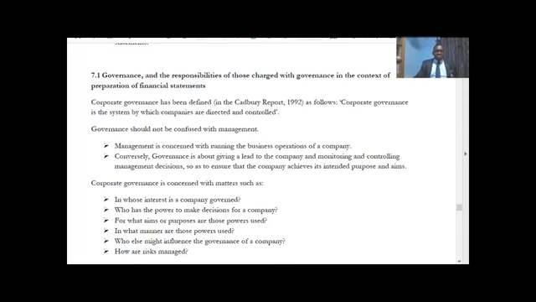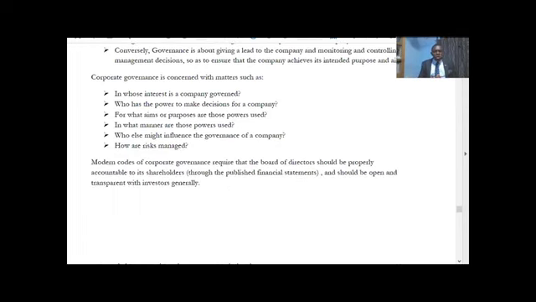Now, modern codes of corporate governance require that the board of directors should be properly accountable to its shareholders through published financial statements and should be open and transparent with investors generally. That's like the current dispensation. Board of directors are supposed to be transparent in their dealings with the shareholders who have appointed them, so that the shareholders know what is happening, or how their funds are being managed.